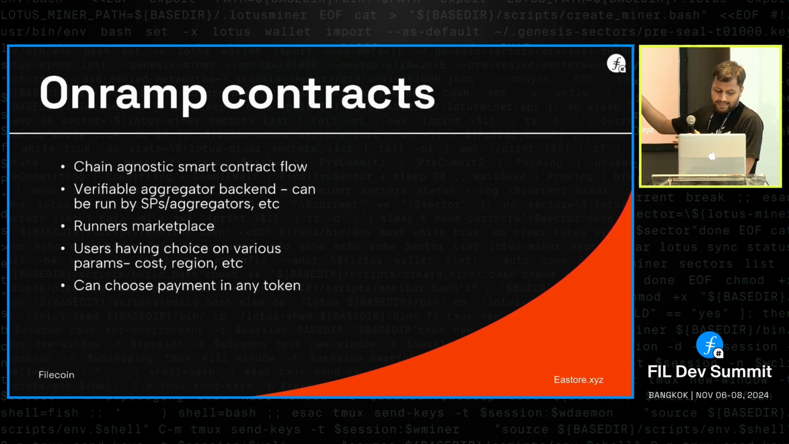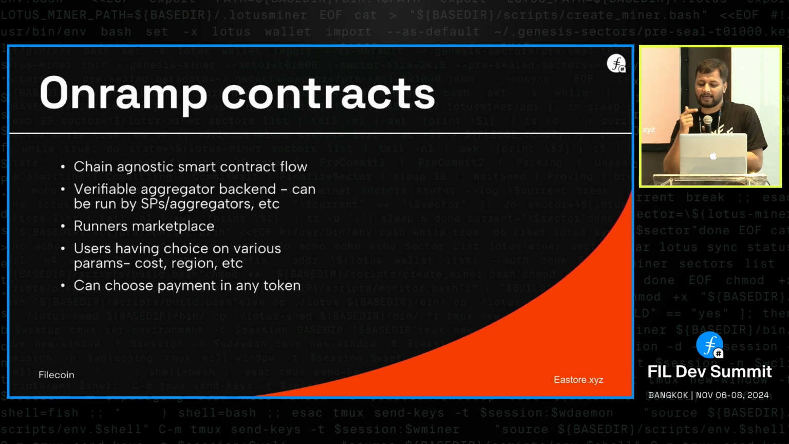Second comes a verifiable aggregator backend. Aggregation is also a problem. You would have a 2 MB file, 1 MB file, but Filecoin sectors are of 32 GB. So how do we ensure that your file is what is getting stored on the miner? This is also solved with the Onramp flow.